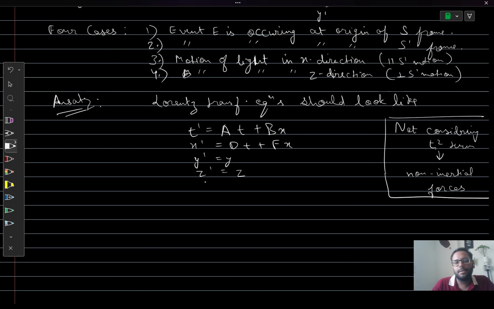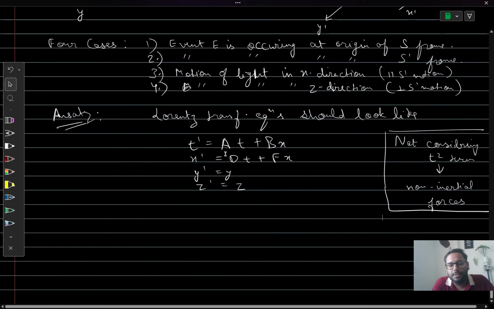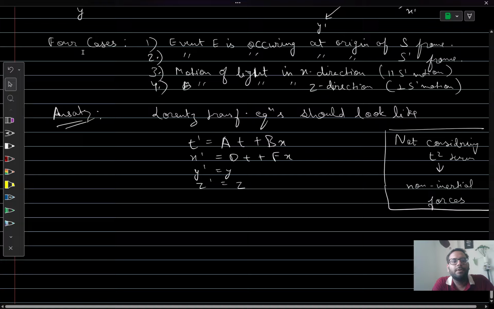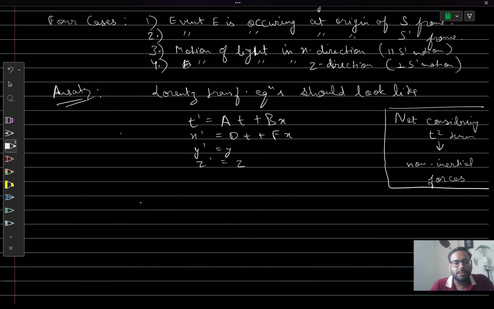Okay, so we just consider the general Lorentz transformations as these, and we will now find these coefficients. There are four coefficients, and we have four cases. So, of course, we will find the possible solutions for these four coefficients.